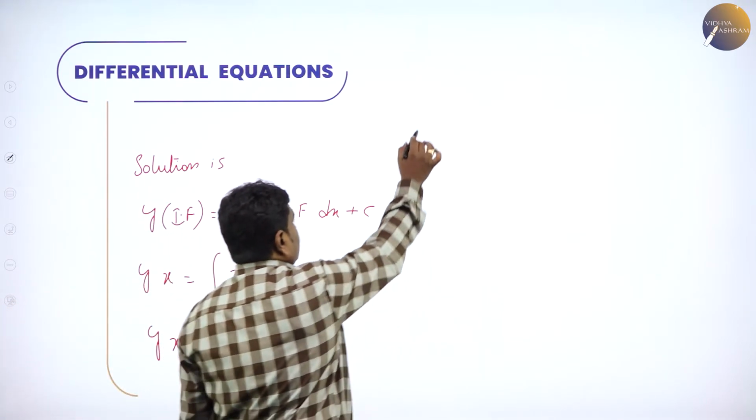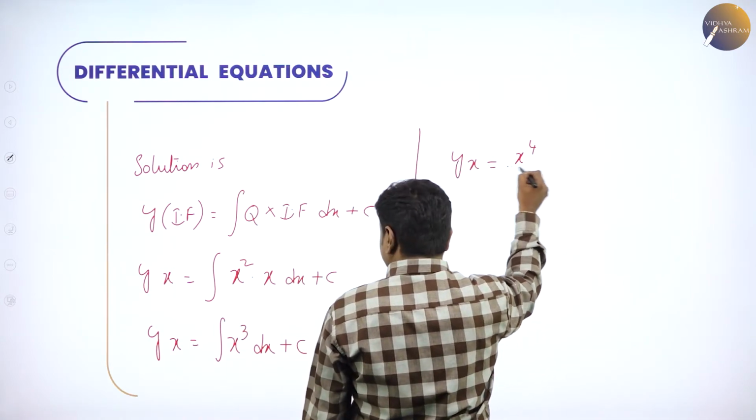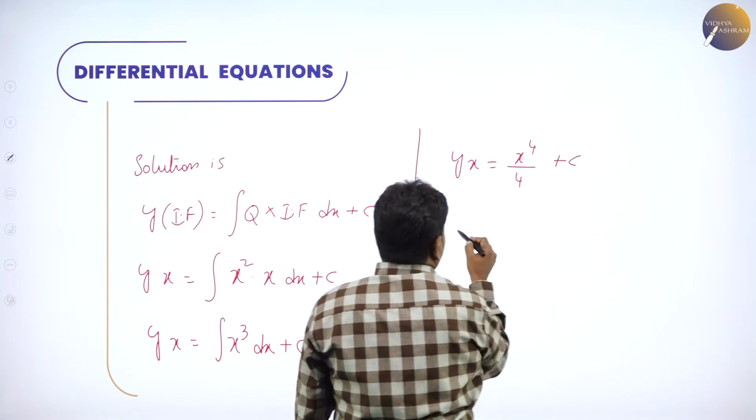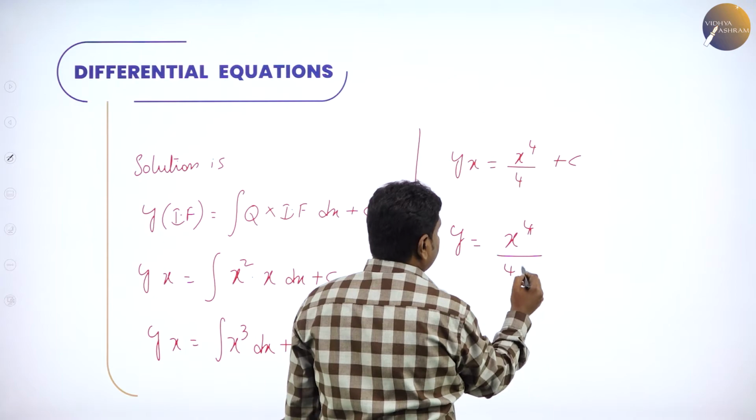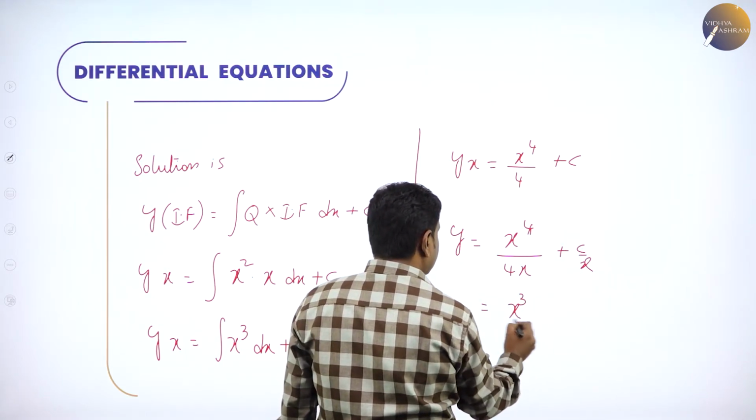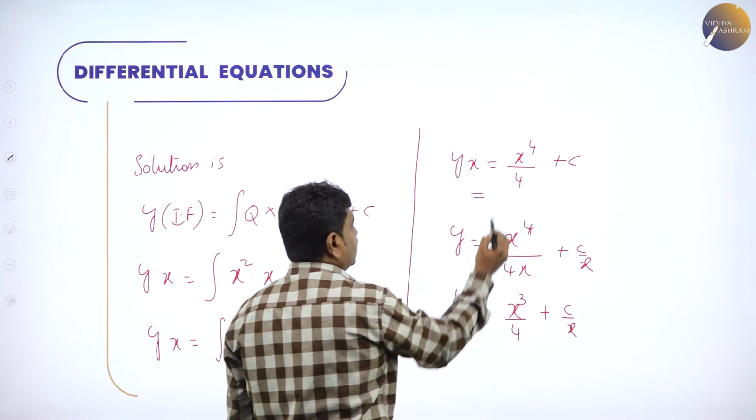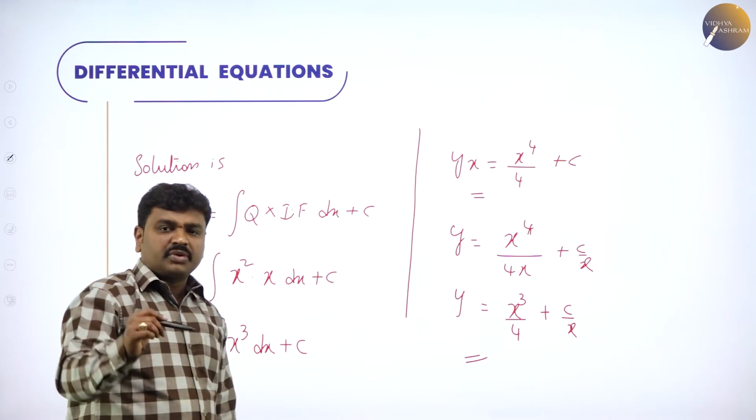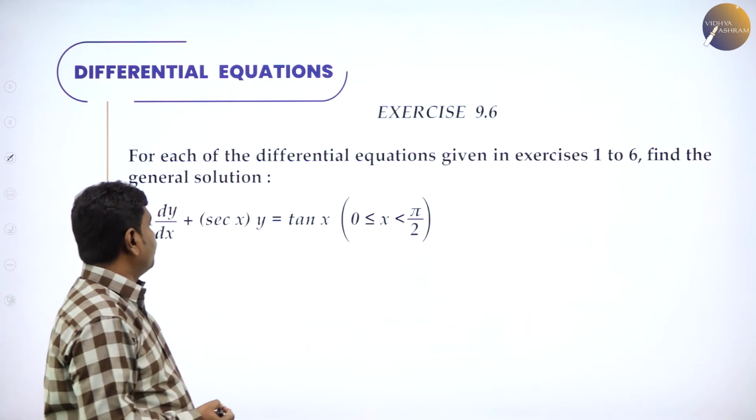That is yx is equal to integration of x cube dx plus c. That is yx is equal to x power 4 by 4 plus c. Or y, transferring x to that side, it will become x power 4 by 4x plus c by x. Or we say x cube by 4 plus c by x is y. You can leave it like this or this. So every problem was in what form? Dy by dx plus py equal to q form.